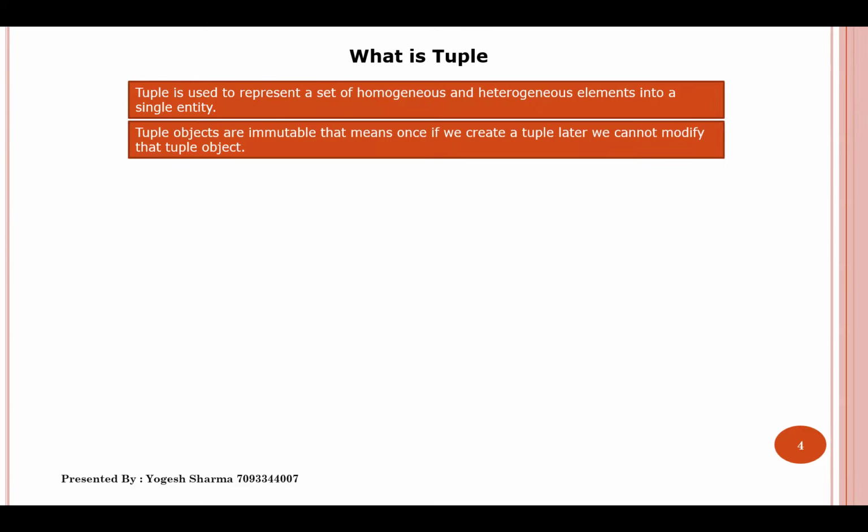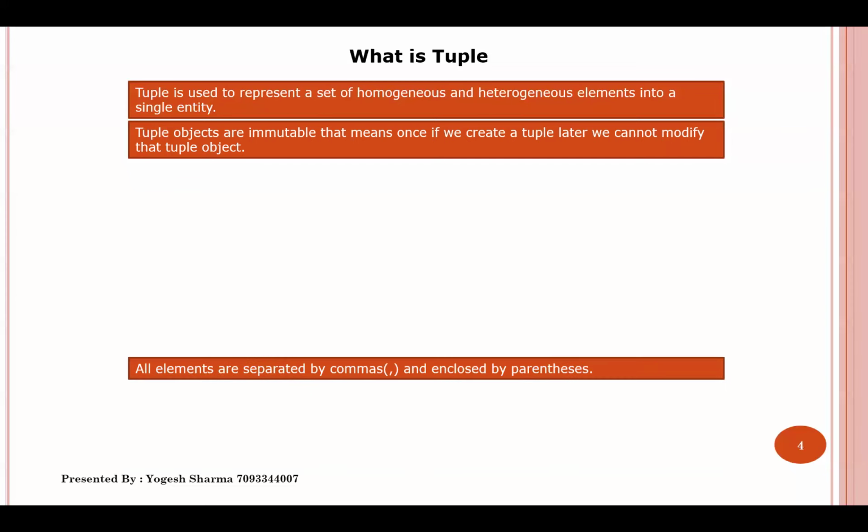Tuple objects are immutable. That means once we create a tuple, later we cannot modify that tuple object. This is the important point. So tuple objects are what? Immutable. Like previously we have seen, list is what? List is mutable. String is what? String is immutable. So similarly, tuple objects are immutable. So once we have created the tuple, after that we cannot modify it.